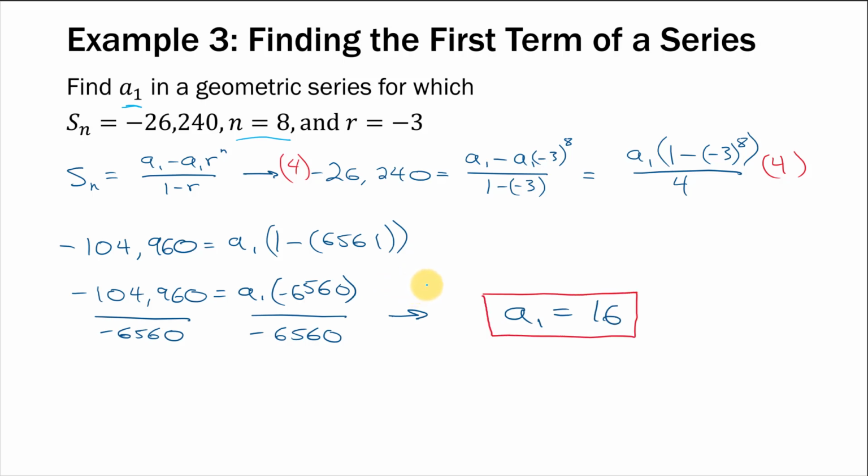Okay, so that's how we can find the initial value, or the first term of a geometric series, using one of our formulas and the information that we are given.